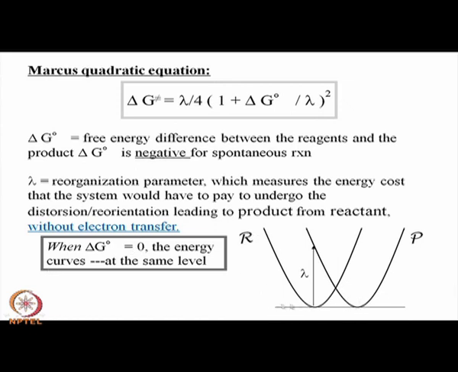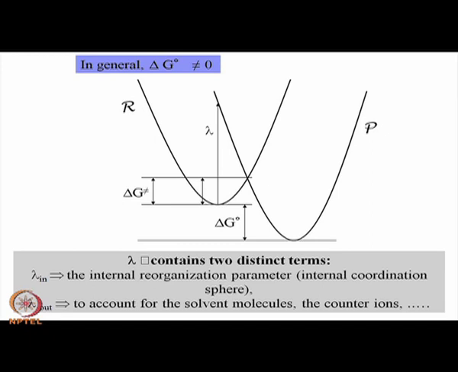So, delta G equal to 0, and this lambda, basically this is your reactant side and this is your product side. In order to reach this product surface, some distortion or reorientation is necessary. That is denoted by this vertical line. So, this is your reorganization energy, or this is called your reorganization parameter.